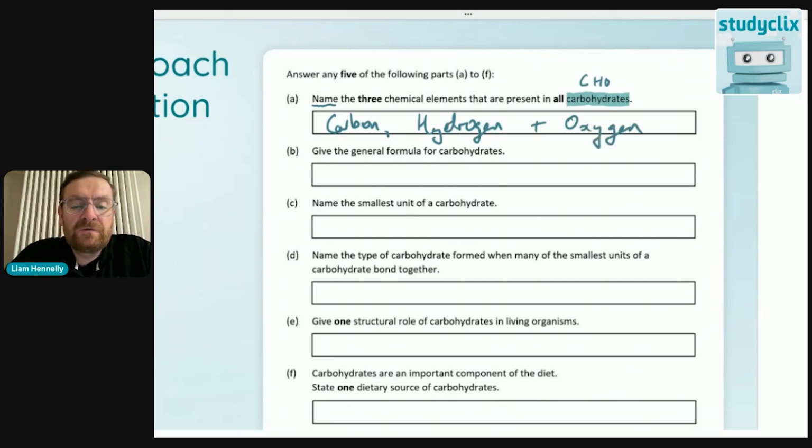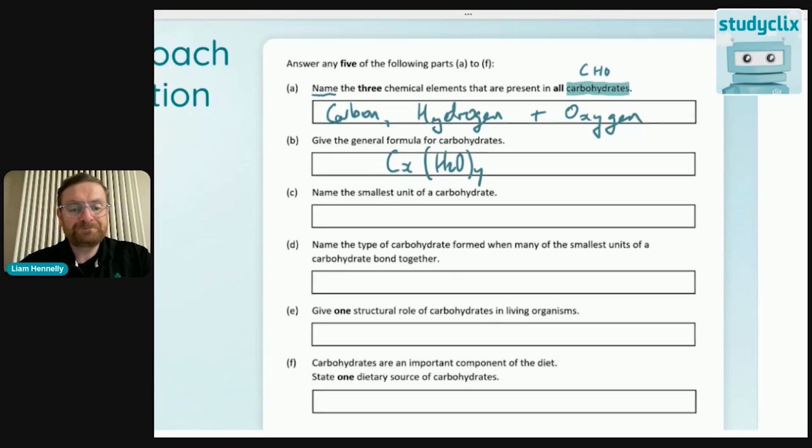This question, the next one, part B, comes up so much. Give the general formula for carbohydrates. A lot of students here are going to make the mistake of writing down the formula for glucose. This is not asking you to write down C6H12O6. This is asking you to write down Cx(H2O)y, with the y outside the bracket. And you should be aware then that the ratio of hydrogen to oxygen in water is 2:1.